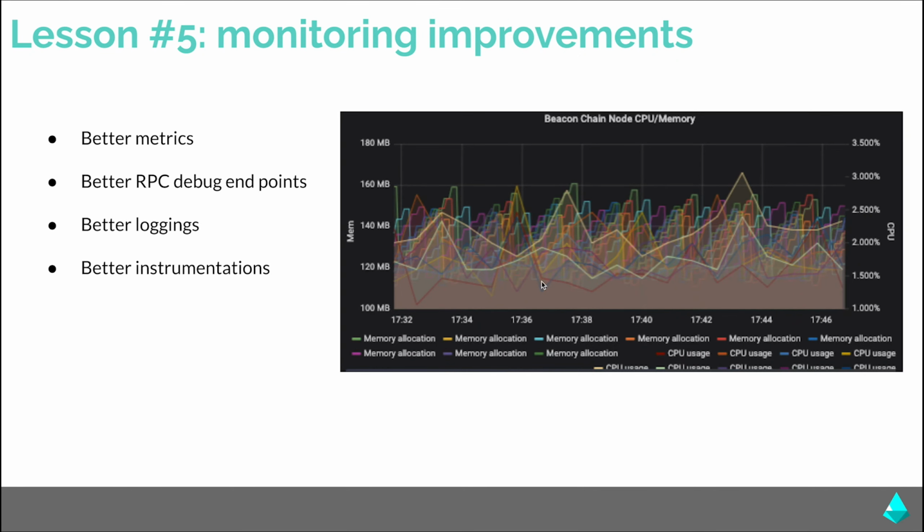So lesson number 5, that we have made monitoring is very important. We have made significant improvements on monitoring. We've added better metrics, better RPC debug endpoint, better logging and better instrumentation. We've added metrics such as drift time, so we're able to see when the clock drift gets too wide between beacon node and validator client.